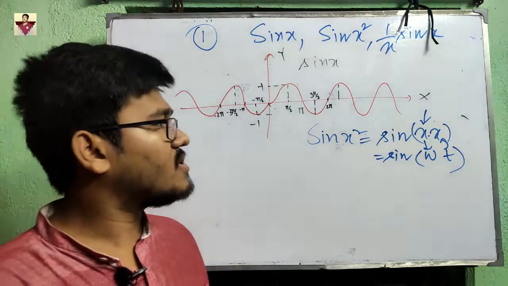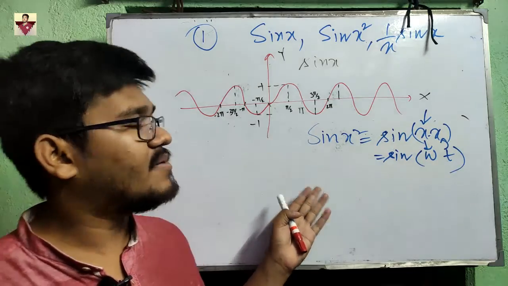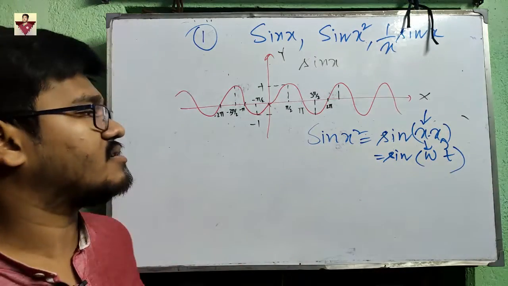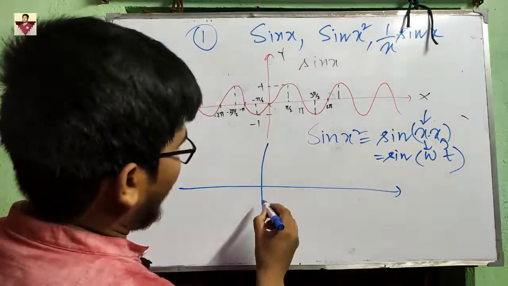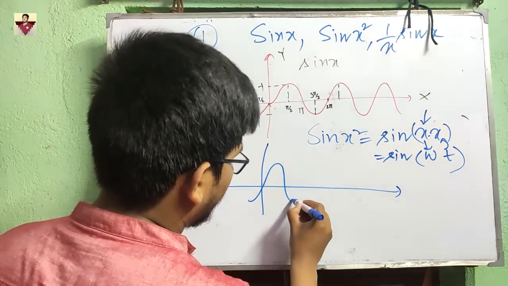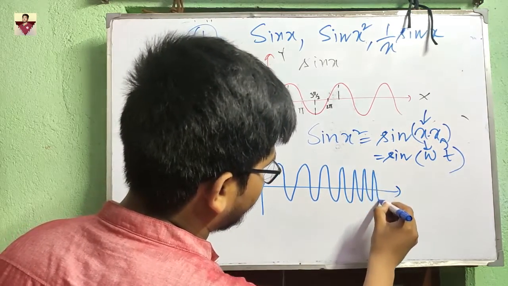So the sin x graph will be the same as this, only the frequency will go on increasing. So how will the graph look? The graph will look like this. The amplitude will be the same, but the frequency will be much higher.